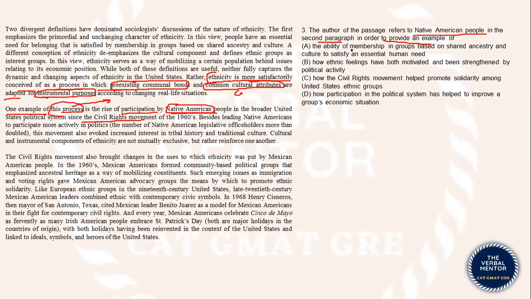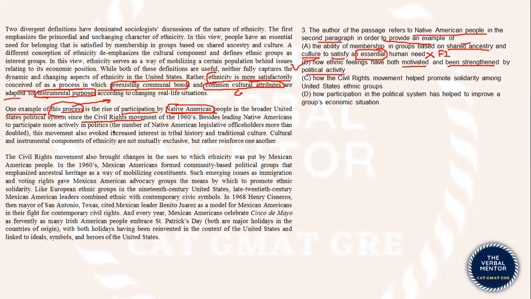Okay, option A, the ability of membership in groups based on shared ancestry and culture. Fine, this part is correct. To satisfy an essential human need. Author has never said that these economic needs are essential needs that they're trying to satisfy. So this goes out. The problem word is essential. How ethnic feelings have both motivated and been strengthened by political activity. That is absolutely correct.